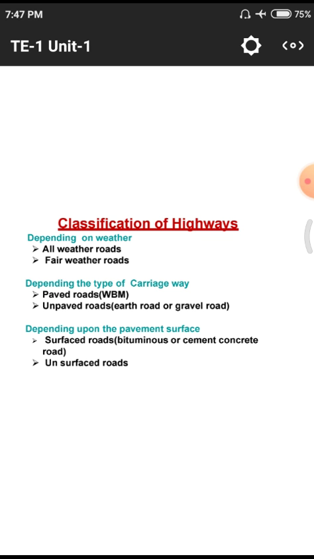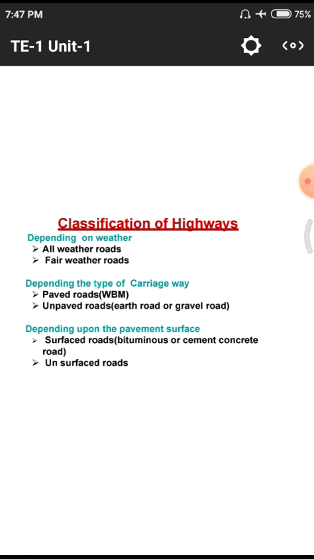All weather roads and fair weather roads, simply we need to remember these. If the atmosphere is sufficient for all conditions, these are called all weather roads. If the atmosphere is not sufficient for a few, those are called fair weather roads.